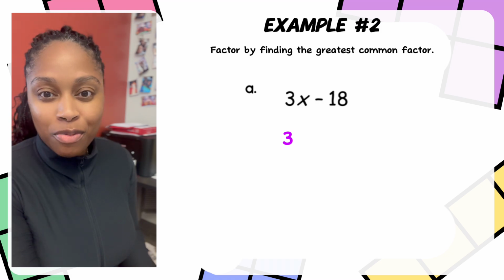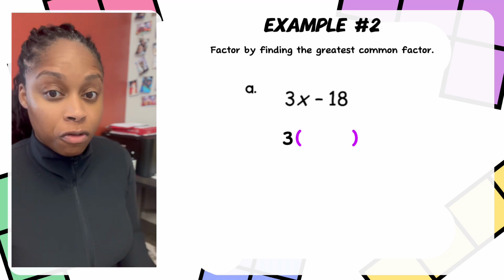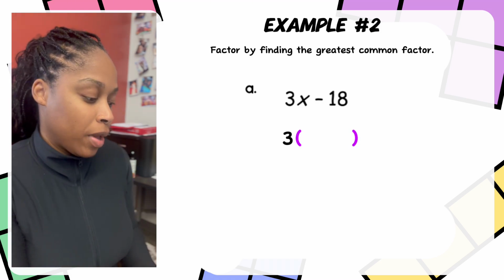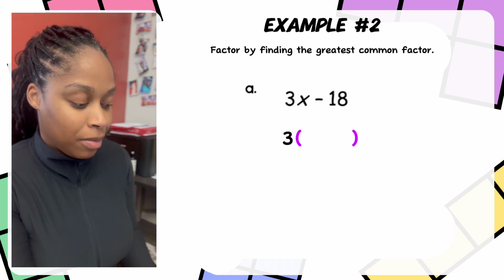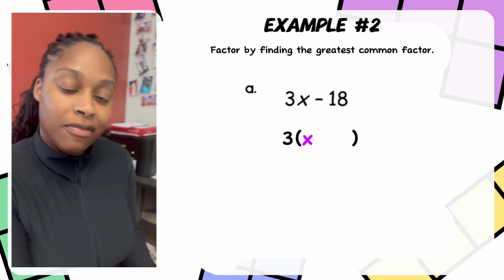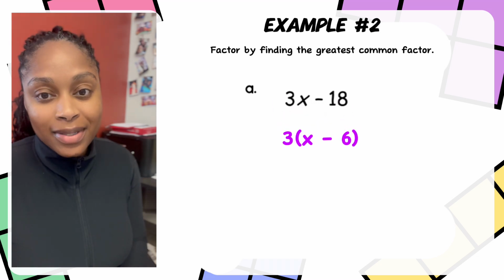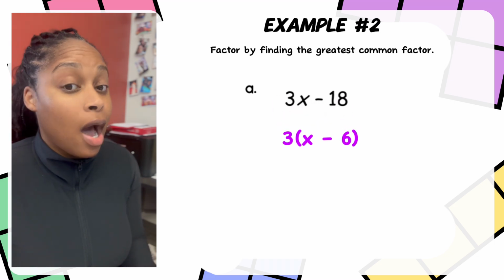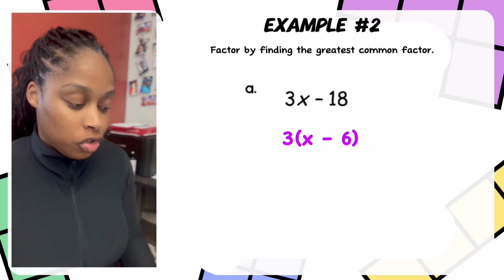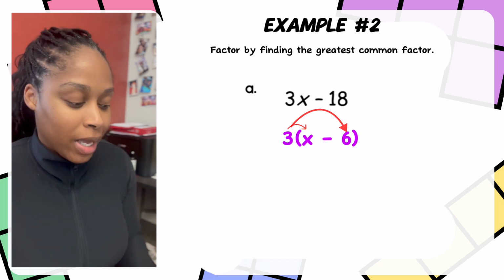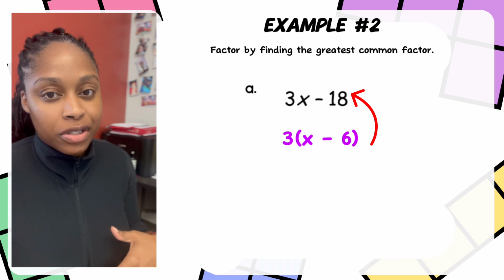So I'm going to put the 3 on the outside, and I'm going to make a parentheses and figure out what's left over from my expression. Okay, so 3x divided by 3 is going to get me x. And then negative 18 divided by 3 is going to get me negative 6. So my answer is going to be 3 parentheses x minus 6. And remember what I said, this is the opposite of distribution. So if I were to distribute that 3 into the x minus 6, I would get the original problem, confirming that my answer is correct.